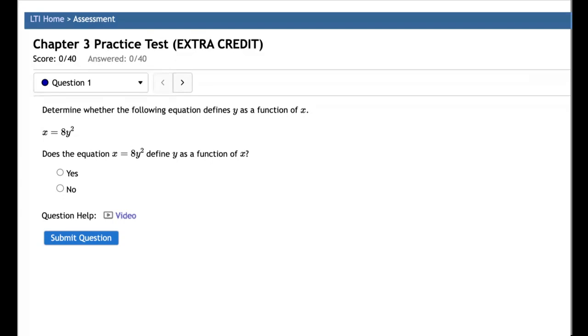All right, so number 1 says determine whether the following equation defines y as a function of x, yes or no. So that's just your answer, yes or no. So x equals 8y squared. So we're trying to see, is this a function or not?